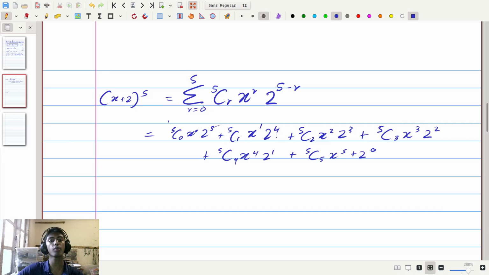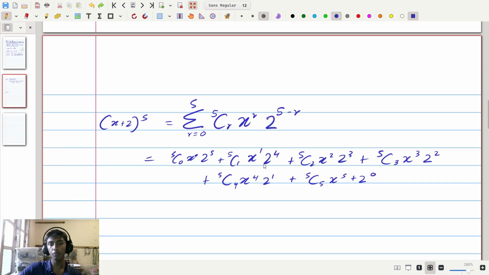values. We're going to have to evaluate 5 choose 0, 5 choose 1, 5 choose 2, 5 choose 3, and so on. For this, we can use Pascal's triangle. You could do it the old-fashioned way by just substituting n factorial, r factorial, and n minus r factorial and then solving it, but this is an easier way. So if we consider the Pascal's triangle, we need to go all the way down to the row where we have 5 as our row number.